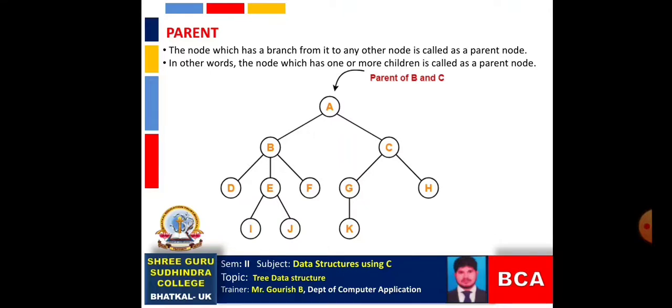For I and J, the immediate predecessor is E. So E is the parent node of I and J. That means immediate predecessor, right? See, A is only the parent of B and C, not D, E, F. So we only have to consider the immediate predecessor. For B and C, the immediate predecessor is A. For D, the immediate predecessor is B, not A. That is the reason A is not the parent of D. A is only the parent of B and C. Fine.